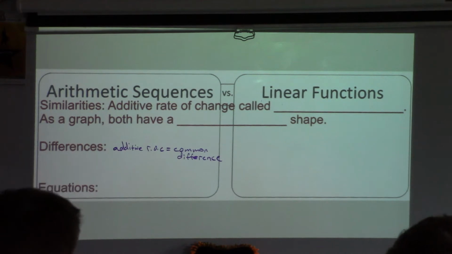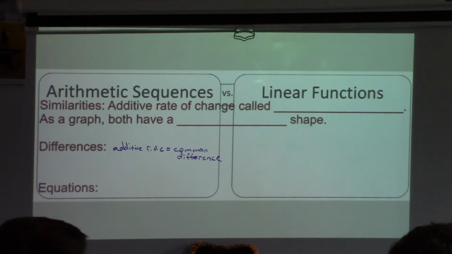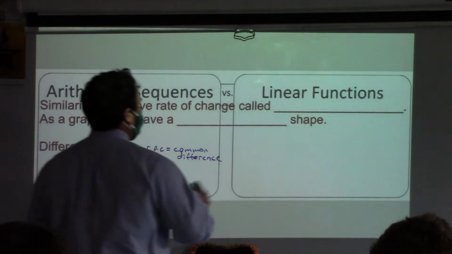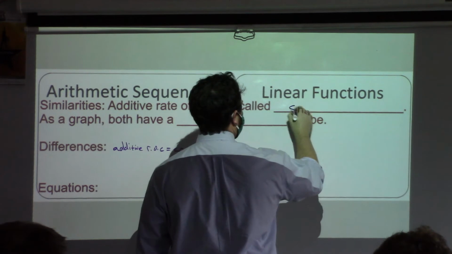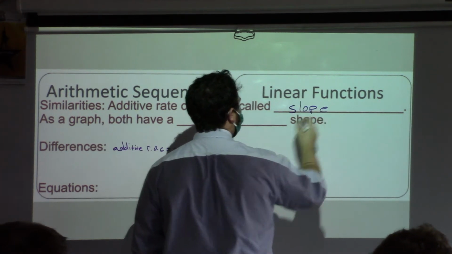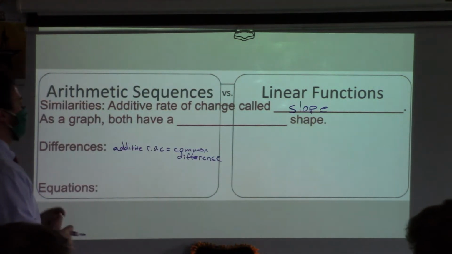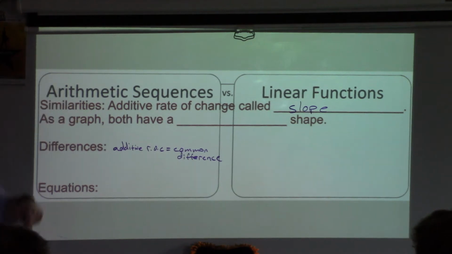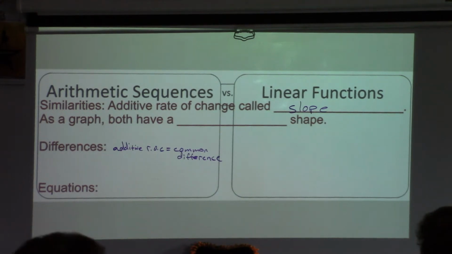Does anyone know what we call the additive rate of change for a line though? Slope. Yes. The additive rate of change is definitely called slope. But again, I want you to notice the focus here is that arithmetic sequences and linear functions have additive rates of change. If you did not already have that note down about how they are similar, you should write that note down.